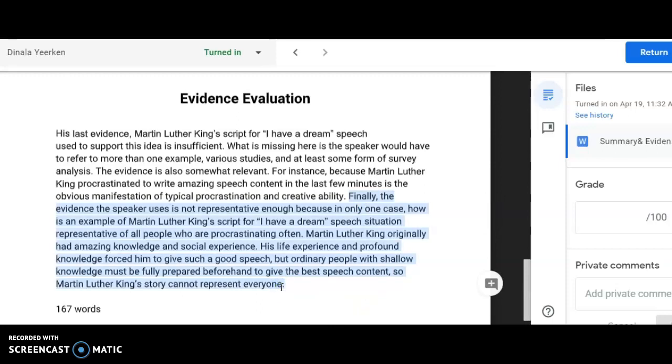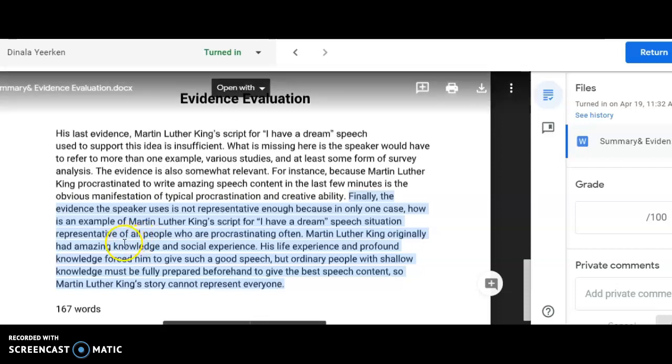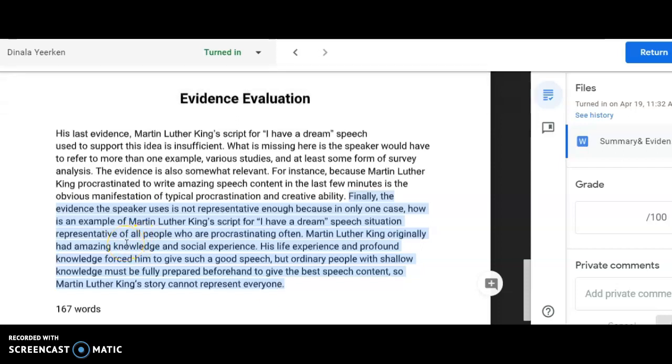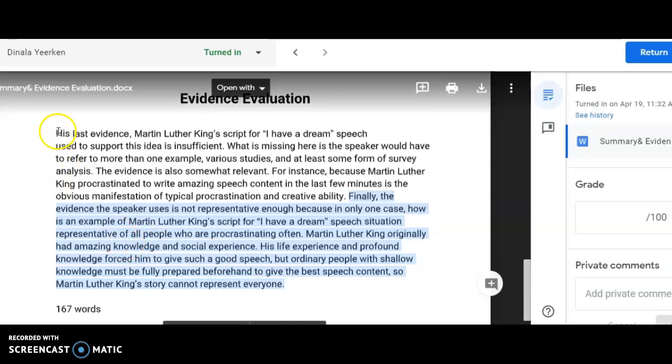Usually when we talk about representativeness, we think about, is that example given typical? Is it representative? Is the case of Martin Luther King's last minute addition to his speech representative of the typical creative process of original thinkers? And the answer is probably no.